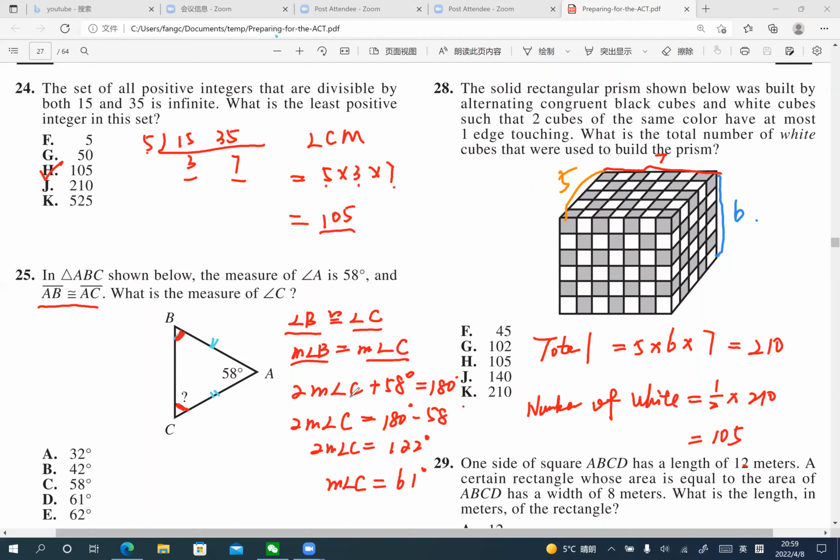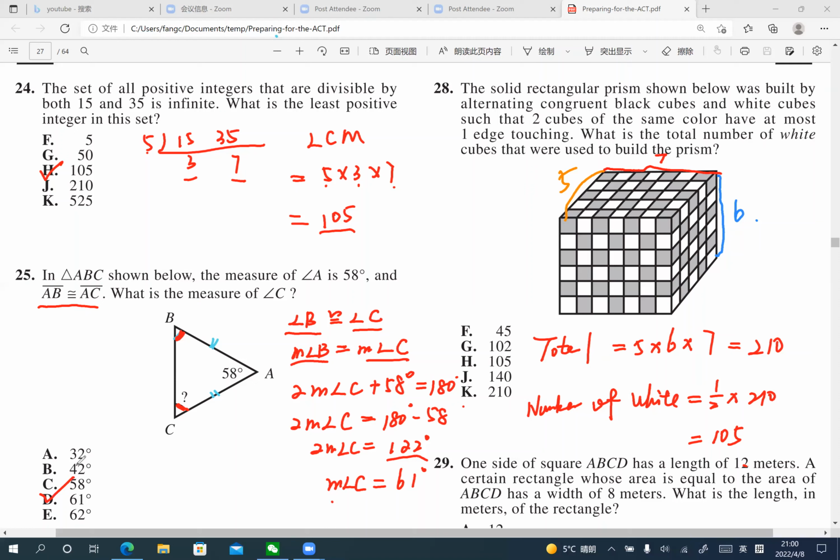So 2 angle C plus 58 degrees should be equal to 180 degrees. So 2 angle C should be equal to 180 degrees minus 58 degrees, which is 122 degrees. So the measure of angle C should be equal to 61 degrees. So we should choose option D.